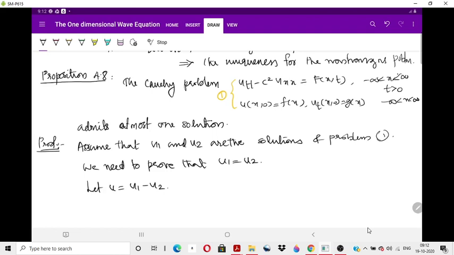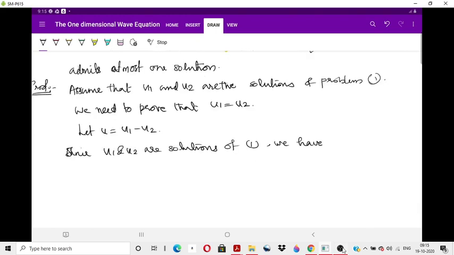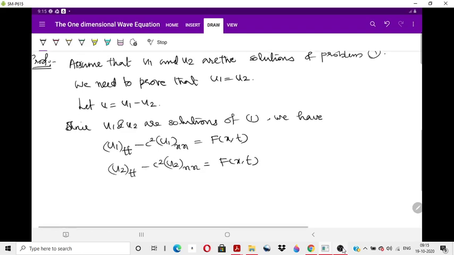Since u1 and u2 are the two solutions of the non-homogeneous equation 1, both should satisfy the equation. Then u1 minus u2 will be a solution of the corresponding homogeneous equation. That is, since u1 and u2 are solutions of the non-homogeneous Cauchy problem 1, we have u1_tt minus c squared u1_xx equal to F of x, t with the given initial conditions. And since u2 is a solution, we have u2_tt minus c squared u2_xx equal to F of x, t with the same initial conditions for u2.